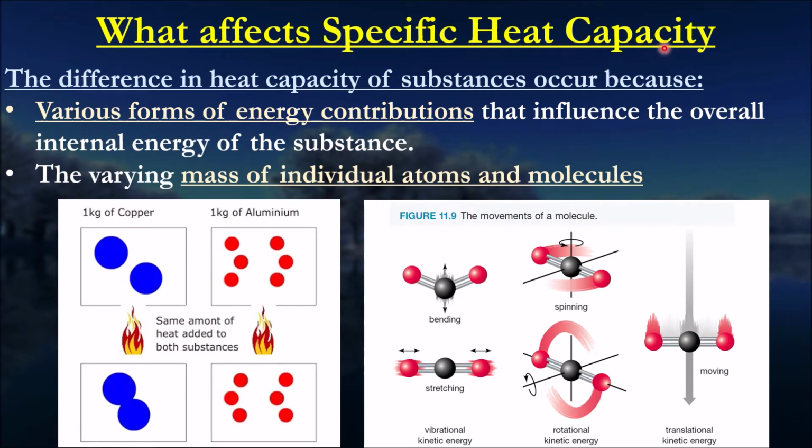So what affects specific heat capacity? There are two reasons. The various forms of energy contribution in the internal energy of the structure. So that could be how the molecule or substance is bending, stretching, spinning, rotating, along with its translational kinetic energy. It could also vary depending on the mass of the atoms and molecules. So copper and aluminium would have a different specific heat capacity based on the mass of the individual elements that we have here. So that affects specific heat capacity that way.